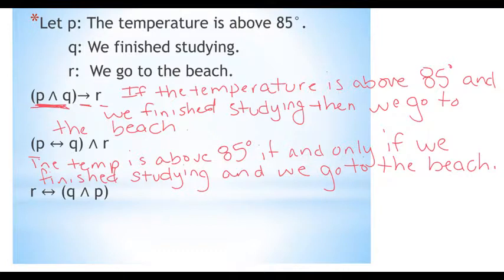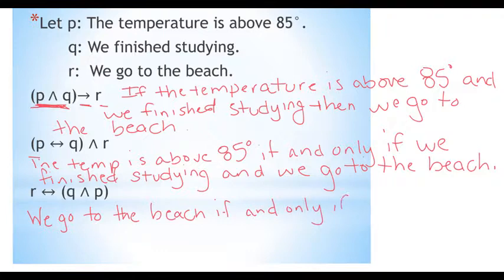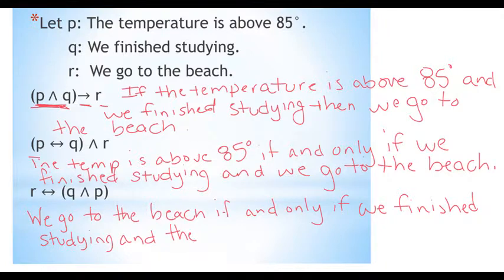And then our last one, we're going to start with R. So it is we go to the beach if and only if we finish studying and the temperature is above 85 degrees.